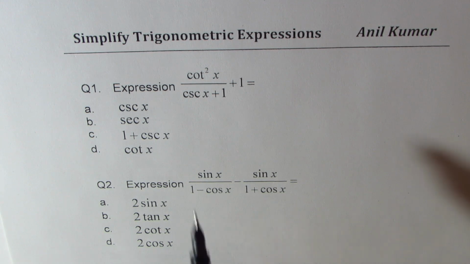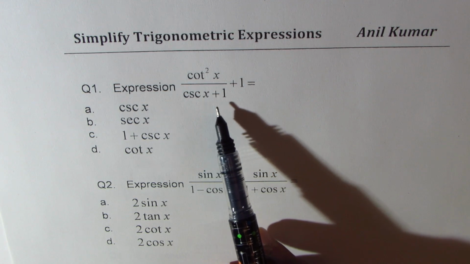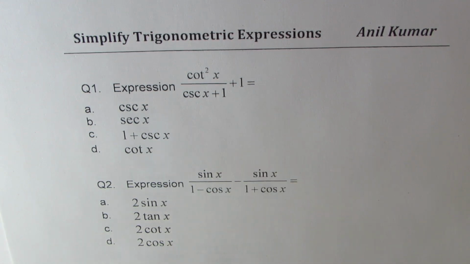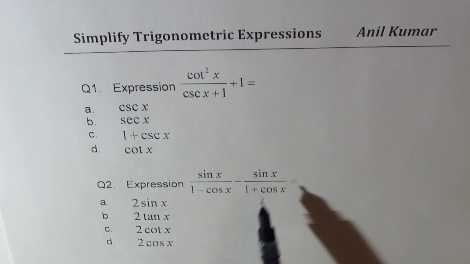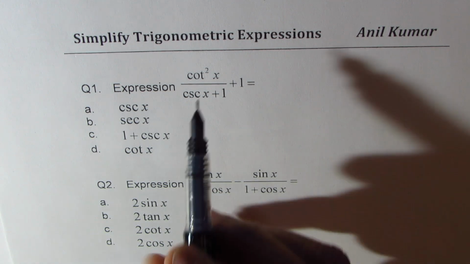Question number 1. Expression cot square x over cosecant x plus 1 equals to what? And we have sin x over 1 minus cos x minus sin x over 1 plus cos x is equal to what? 4 choices are given to you for each question. You can pause the video, answer the question, and then look into my suggestions. So let's answer them first.